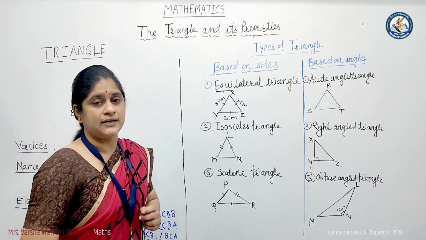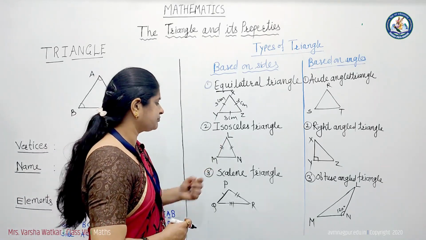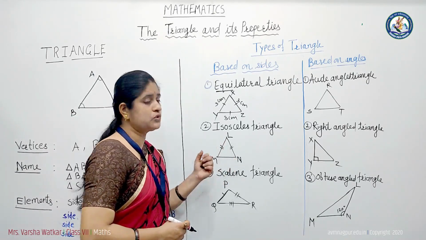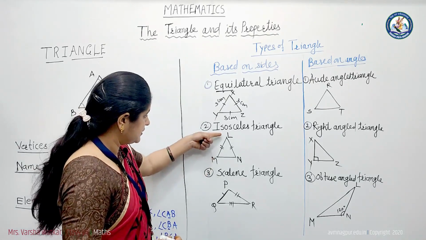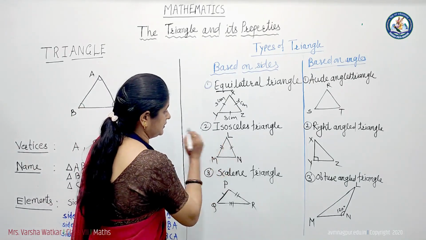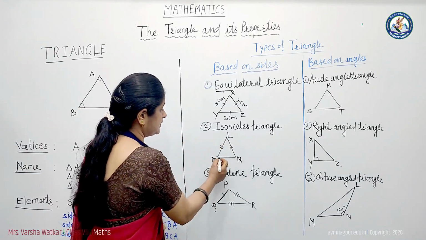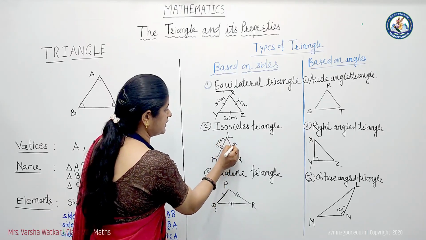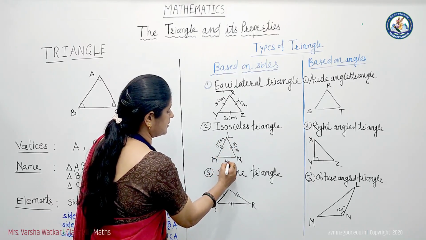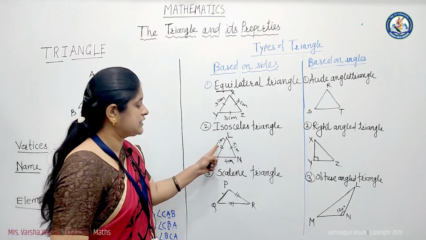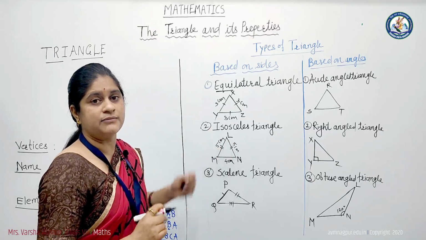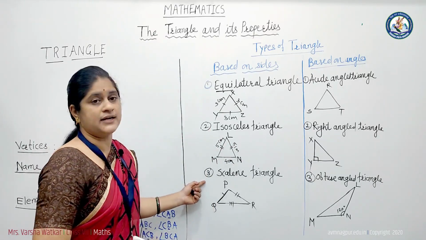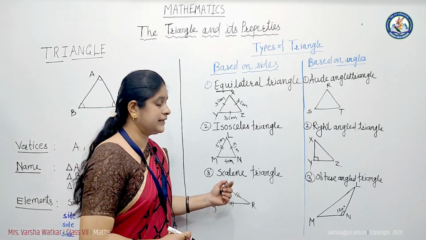Now, the second type of triangle is the isosceles triangle. In this triangle, out of three sides, two sides are equal. See here, side LM and side LN are equal, and MN is different. Suppose this is 5 centimeter, this is 5 centimeter, and this is 4 centimeter. So these two sides are equal. So isosceles triangle means a triangle having two sides equal. Next type of triangle based on the sides is the scalene triangle.